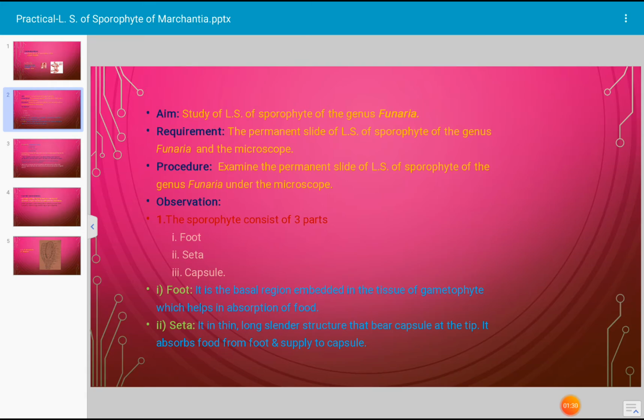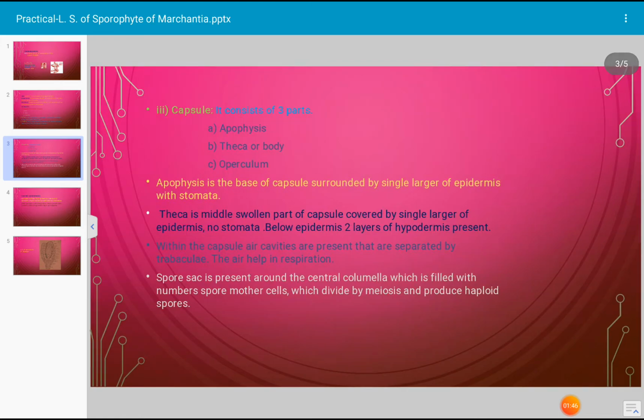Seta is a thin, long, elongated structure that bears the capsule at its tip. It absorbs food from the foot and supplies it to the capsule. Next, how is the capsule of the sporophyte of Funaria?